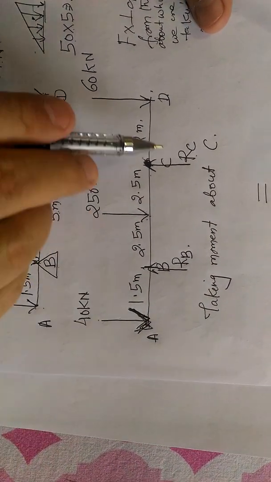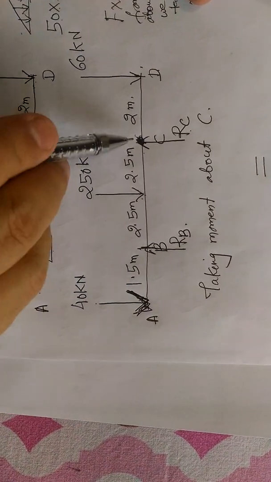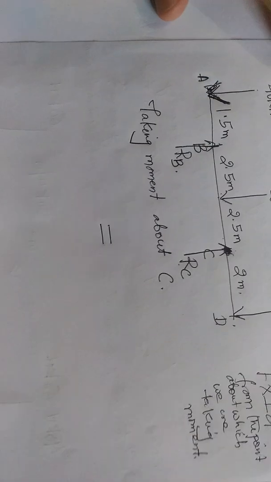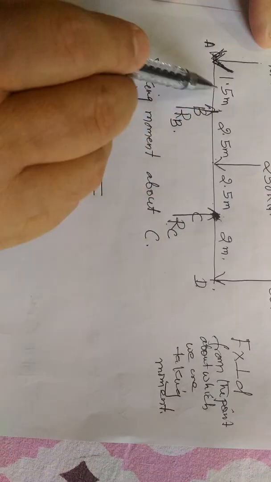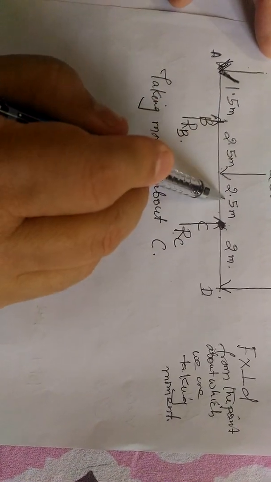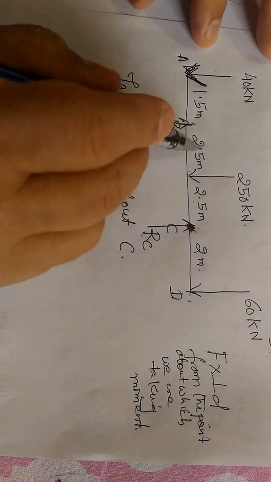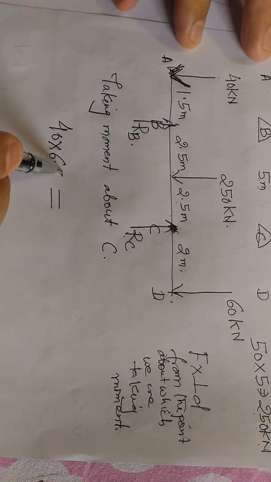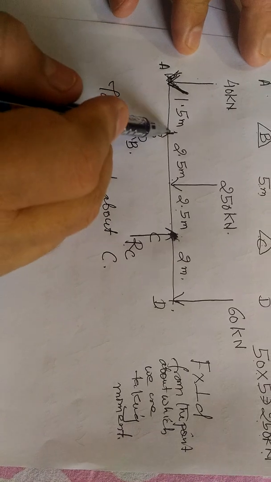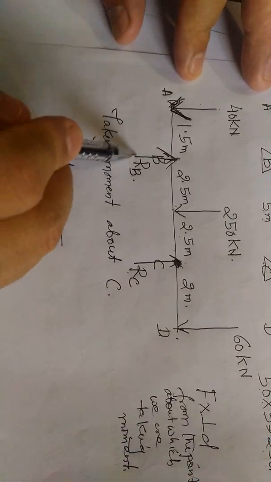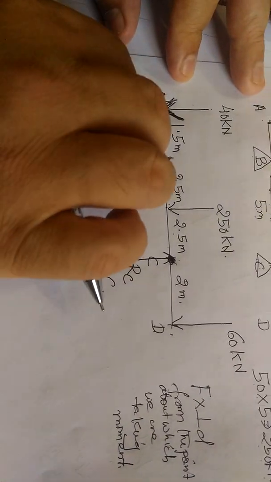This point is towards the left, so we'll write the moment equation towards left. That will be 40 into this distance, that is 1.5 plus 5, that is 40 into 6.5. Now RB is coming outwards from you, so walk in the direction of RB.